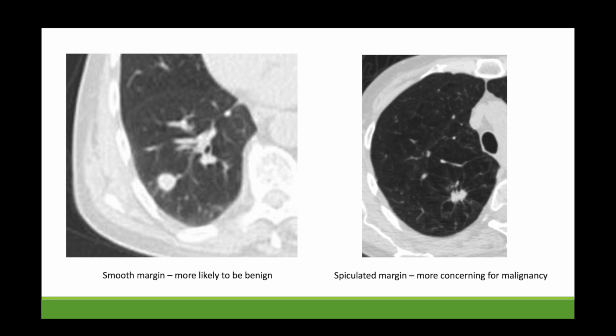And like I said, we really take into account the size of the lesion. If we have kind of serial evidence of growth, then that is definitely concerning. And we take a look at the margins as well. So something with kind of a smooth margin, as shown on the left-hand side, is more likely to be benign. And then when we see spiculated margins, so kind of those sharp spiculated edges, that's definitely more concerning for malignancy.